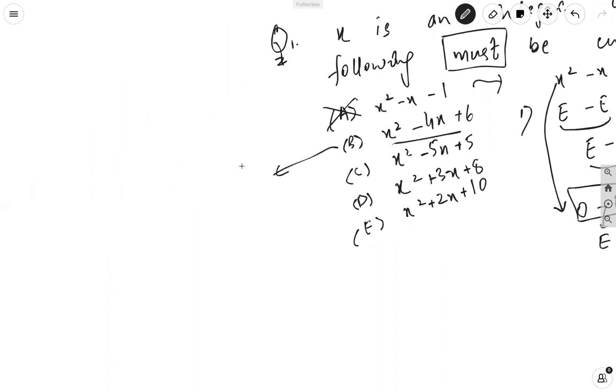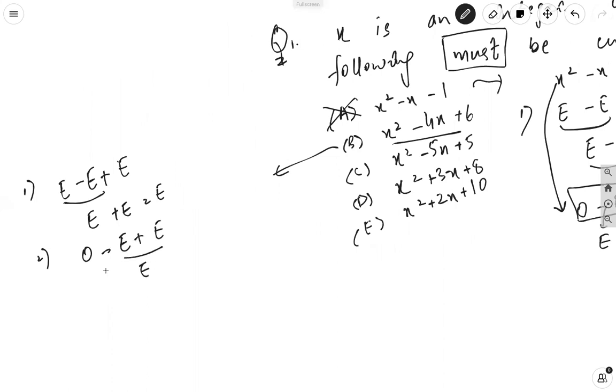If I move to this, first is even minus even plus even, and even plus even is even. So the first scenario is yes. If I take x as odd, so odd minus even plus even. This is even, and odd minus even is odd. Again not possible. Everyone is with me?